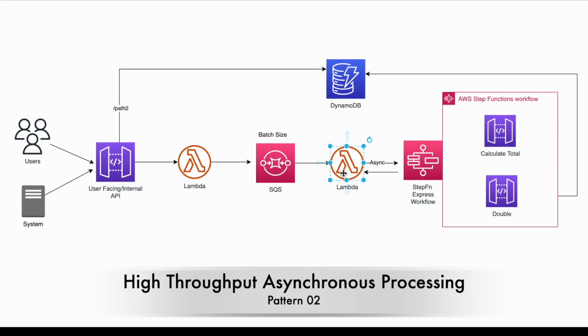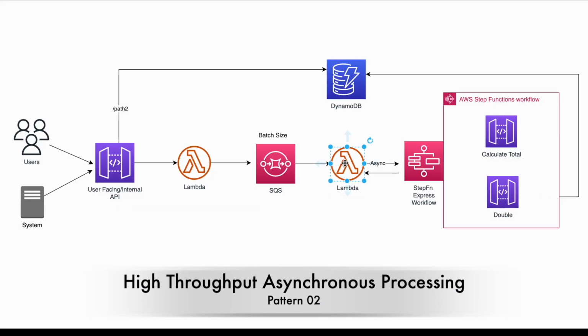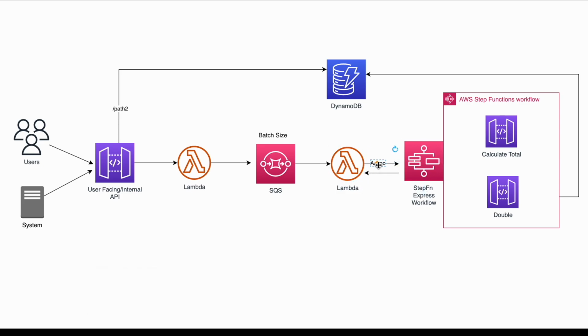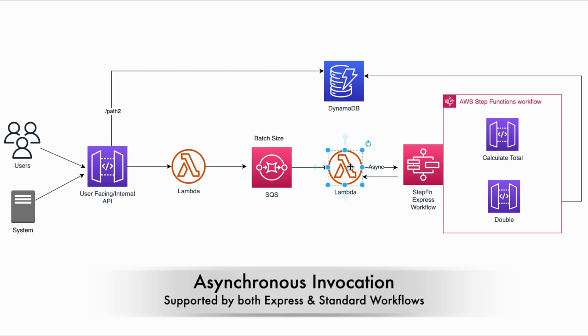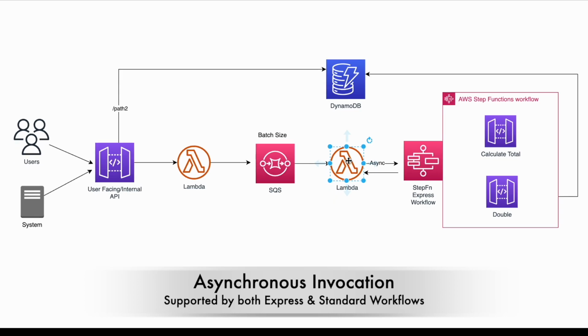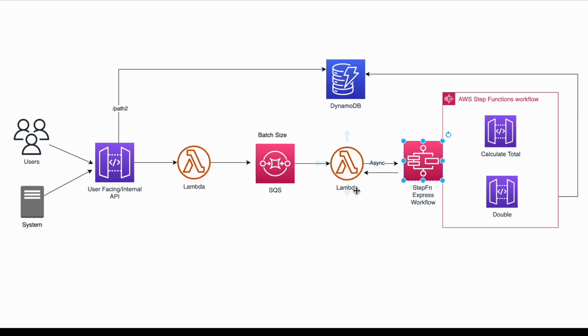Now this is a similar diagram, but the difference is that instead of calling this Step Functions workflow synchronously, we are now calling it asynchronously. Lambda is not waiting until the final response from the Step Functions workflow is returned back to the Lambda. Instead, it will invoke the workflow asynchronously, get the acknowledgement from Step Functions, and continue to the next event, again call the workflow asynchronously, and so on and so forth.